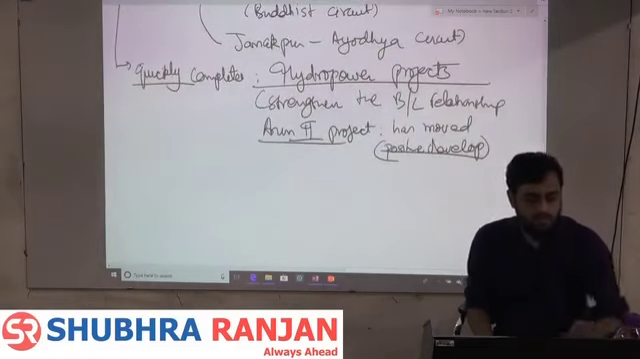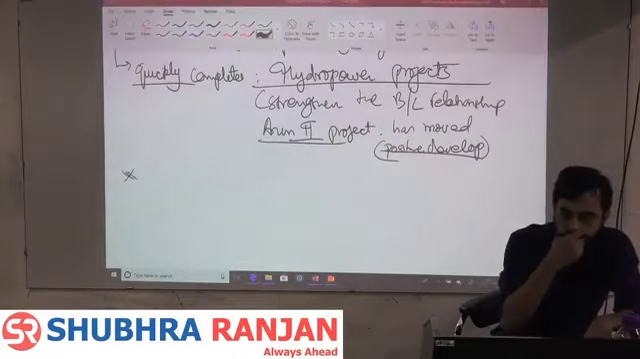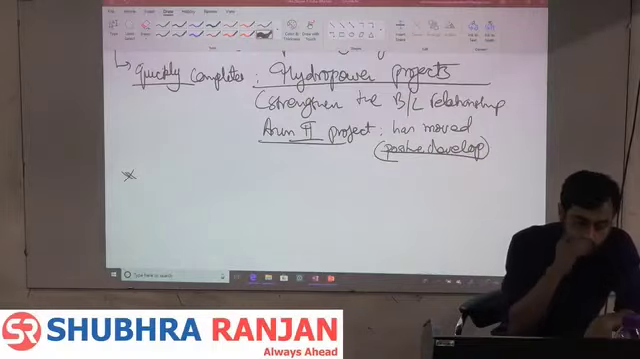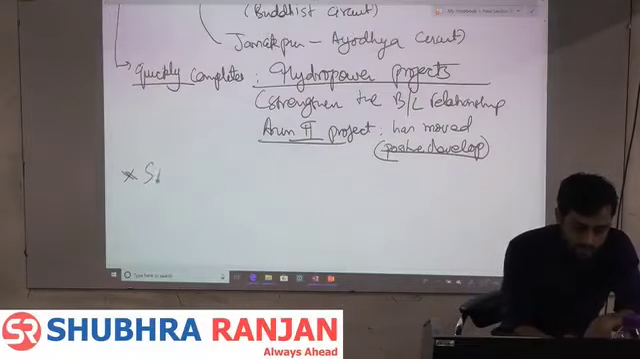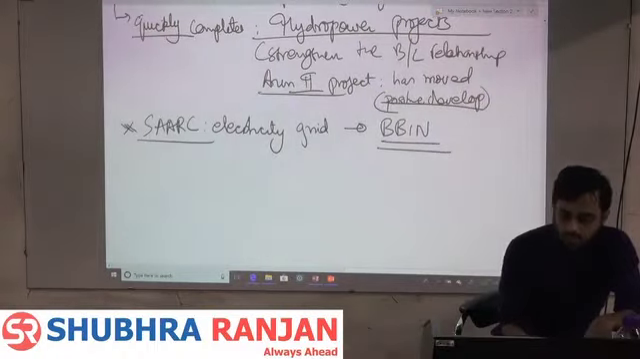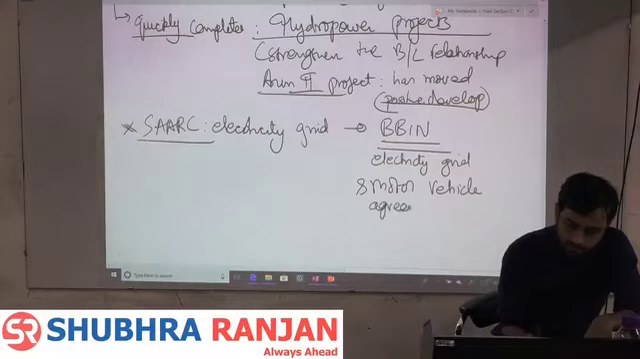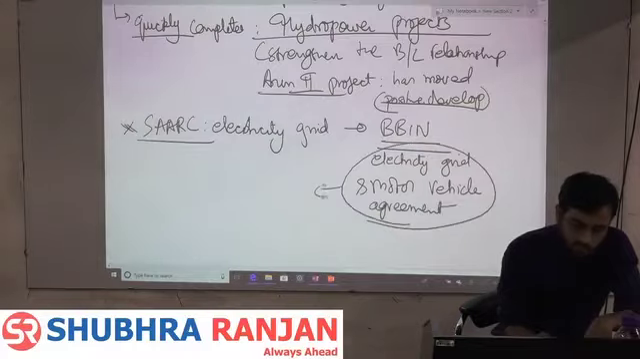Apart from this, sir, there are two more common things for India-Nepal and India-Bhutan also, and that is what? The SAARC electricity grid. And if not the SAARC electricity grid, at least the BBIN, Bangladesh, Bhutan, India, Nepal electricity grid and motor vehicle agreement need to be operationalized.